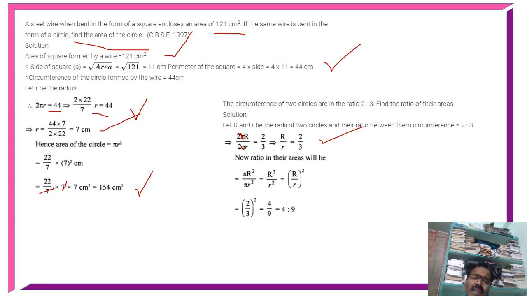As we know, the area of a circle is pi r square, so pi capital R square by pi small r square is capital R by small r whole square, nothing but 2/3 whole square, that is 4:9. This is the way to find the ratio. This is another model, students. Next, let us go with the next model.